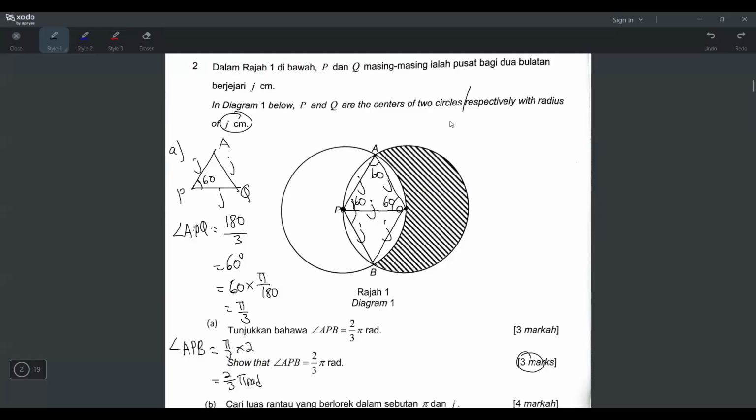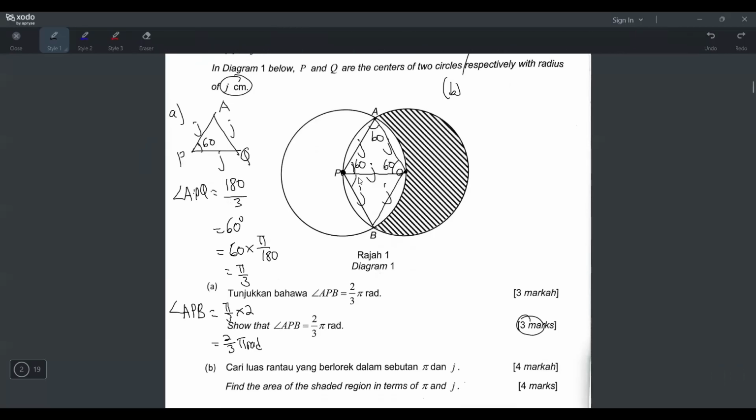Let's do B. So what does it say? Remember, 60 degrees, here I'll write in radian, pi over 3. For B, they say find the area of the shaded region in terms of pi and j. So this is the shaded region, and they want to find the area, but in terms of pi and j, it means the answer must have pi and j in it. So how do we find the area of the shaded region?